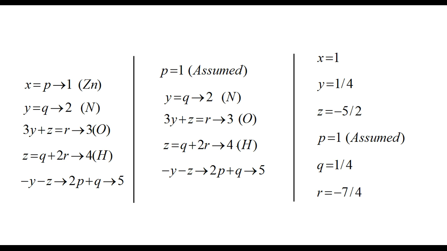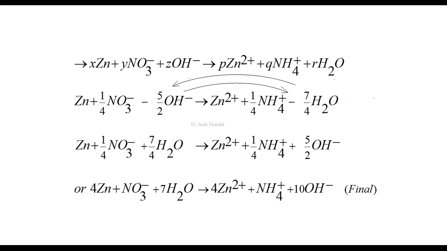So over here let's take p equals 1. When we are taking p equals 1, x is automatically equal to 1 by equation 1. So now again we are having 4 equations and 4 unknown variables. By solving all those, ultimately the 6 values we are getting are x equals 1, y equals 1 by 4, z equals minus 5 by 2, p equals 1, which we have already assumed, q equals 1 by 4, and r equals minus 7 by 4. Now applying the coefficients over their places, we are getting Zn + 1 by 4 NO3⁻ minus 5 by 2 OH⁻ gives Zn²⁺ + 1 by 4 NH4⁺ minus 7 by 4 H2O.